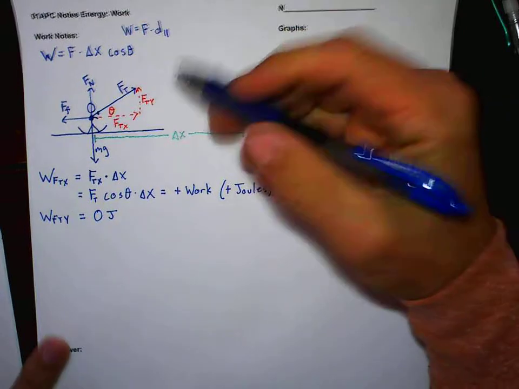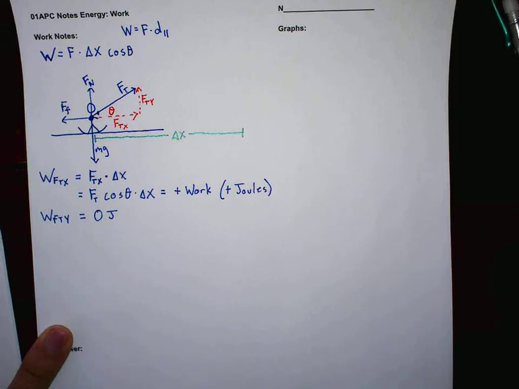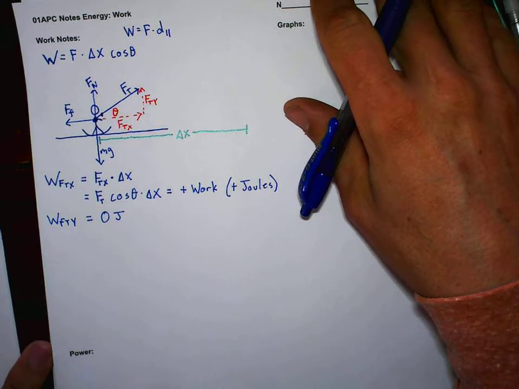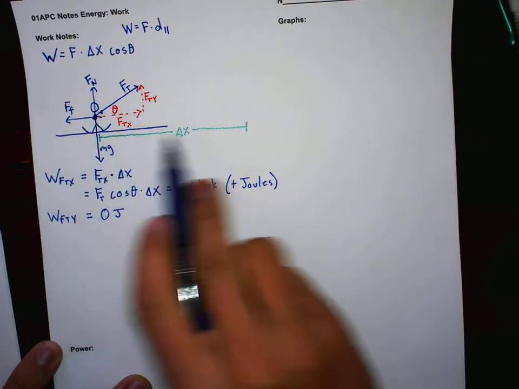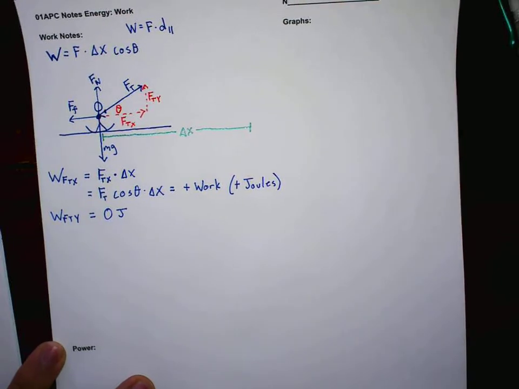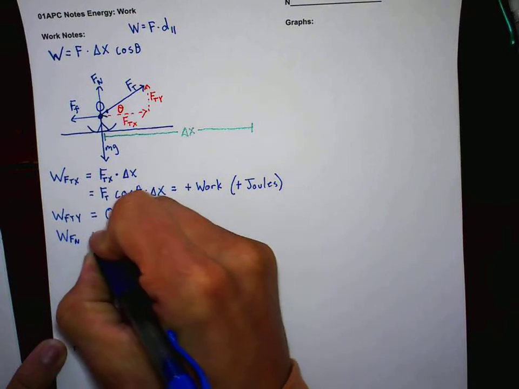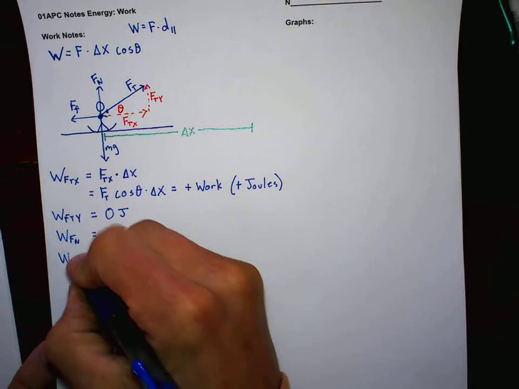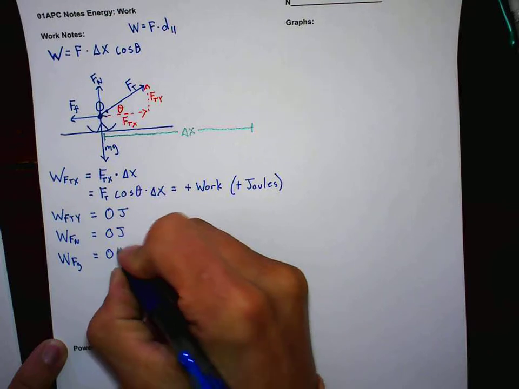Anytime you have a force that is perpendicular to the displacement, it will do zero joules of work. Cosine of 90. And what that means is that force is not doing anything to cause this movement in this direction. Force normal: work done by Fn is equal to 0 joules. It is perpendicular. The work done by force of gravity, or mg, is equal to 0 joules.